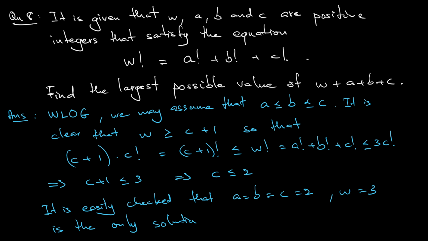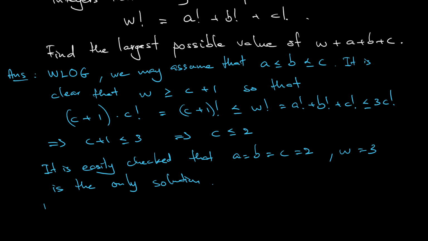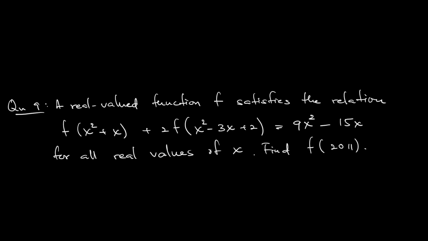So that means, hence, answering the question asks for the sum, right? So W plus A plus B plus C would just be 3 plus 2 plus 2 plus 2, and that would give you a value of 9. Okay, moving on, question 9.